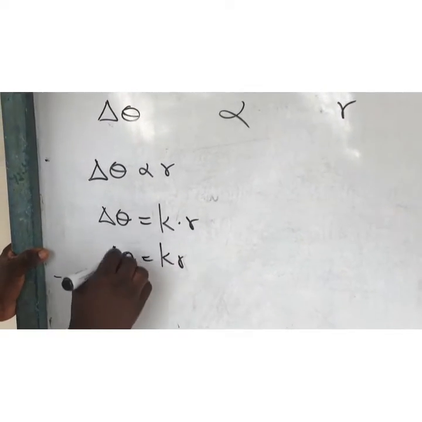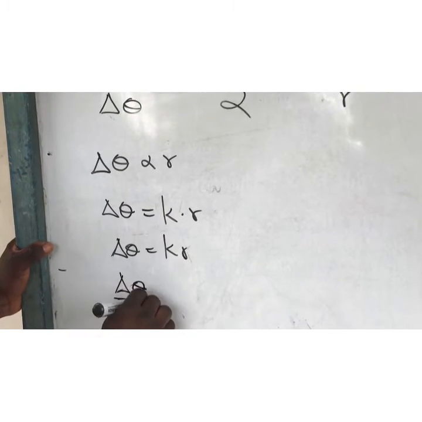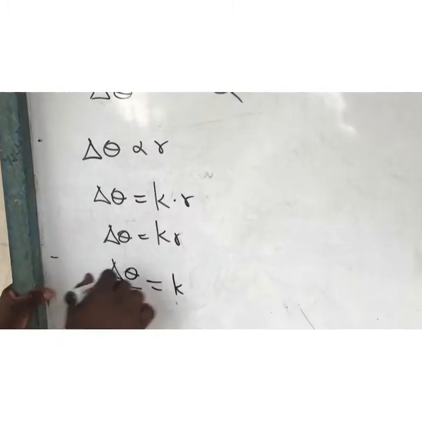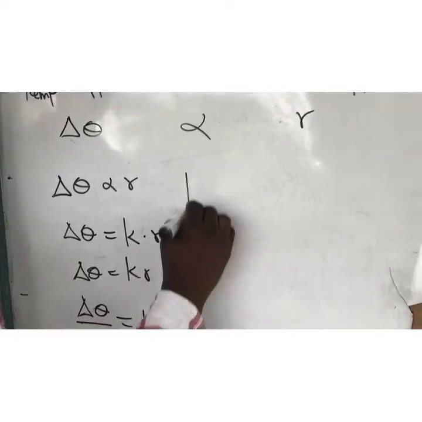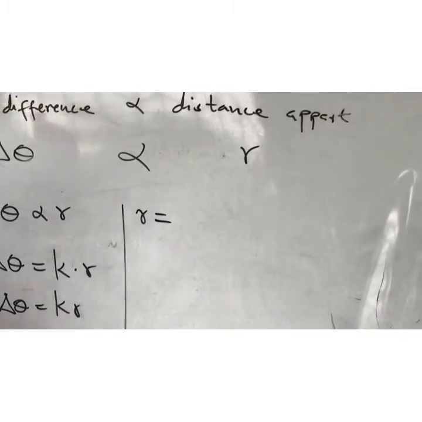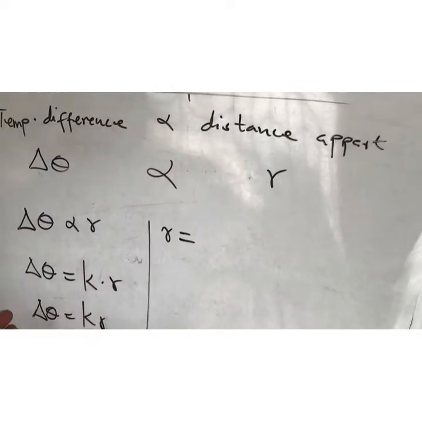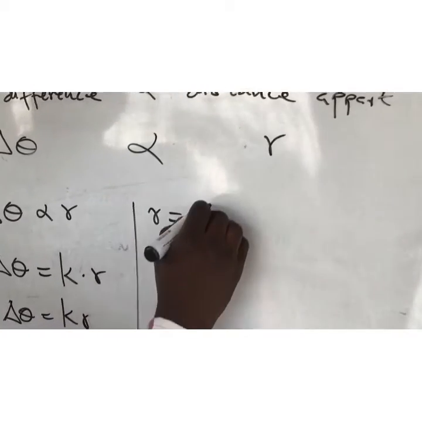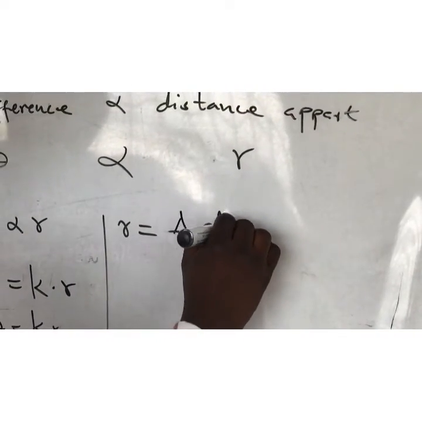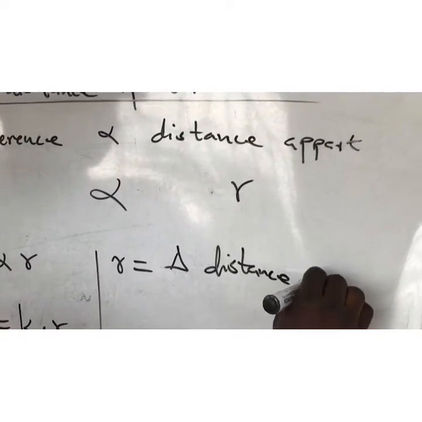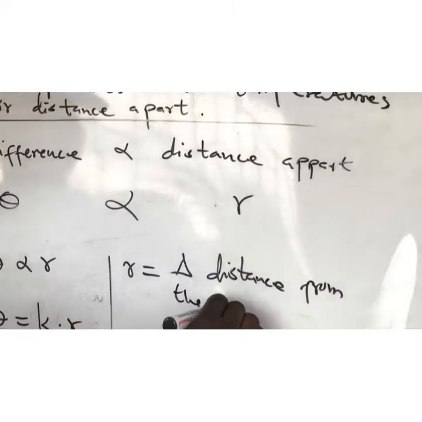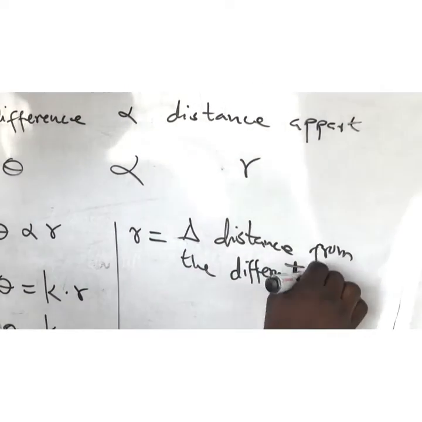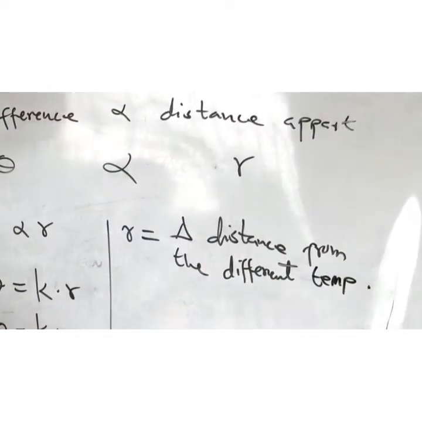So by making K the constant, it means that we have temperature difference over R is equal to K. But mind you, R is the distance apart. On the thermometer, we will find the difference between the two distances. This is also the change in distance from the two different temperatures. Good. Let's look at some examples.